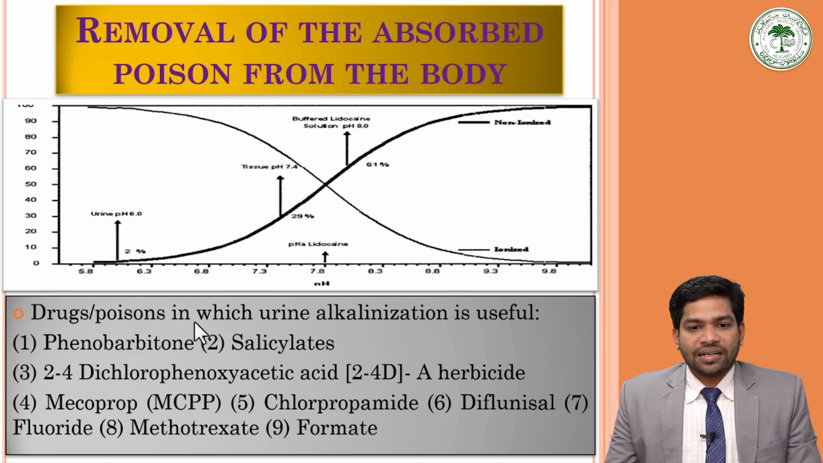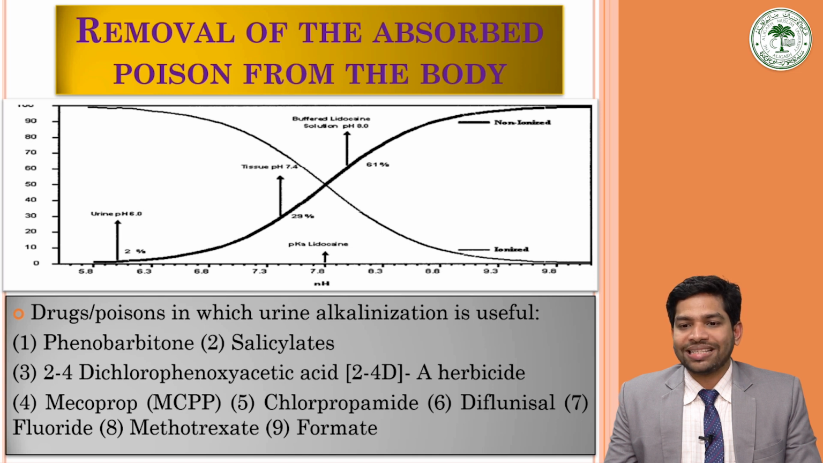So here we can see that for the excretion of lidocaine, we must decrease the pH of the urine, that is, urine acidification shall be done. The drugs or poisons in which urine alkalinization is useful are phenobarbital, salicylates, 2,4-dichlorophenoxyacetic acid, a herbicide widely used by the government to destroy illegal poppy plants, and mecoprop, a selective hormone-type phenoxy herbicide. We will discuss them later when we discuss agricultural poisons. For chlorpropamide, diflunisal, fluoride, methotrexate and formate, urine alkalinization is helpful.